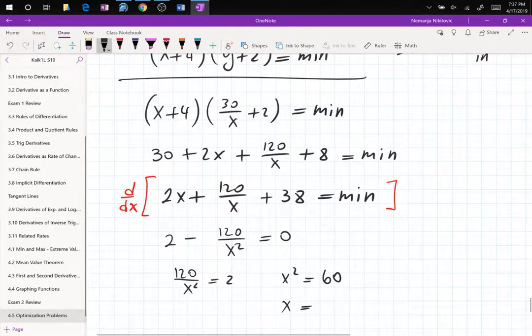We need decimals because we're working with concrete. 7.75. We're working with the concrete here, so the square root of 15 won't cut it.